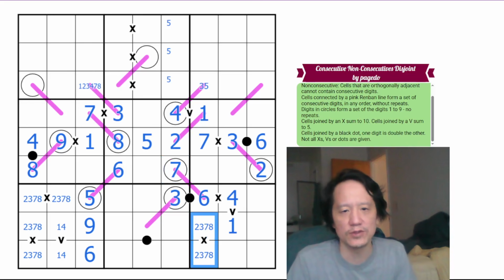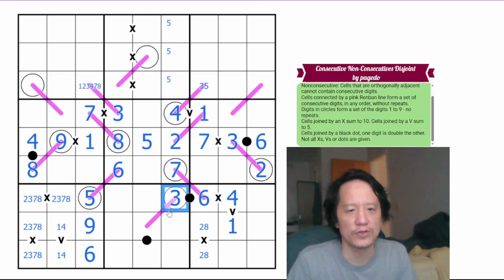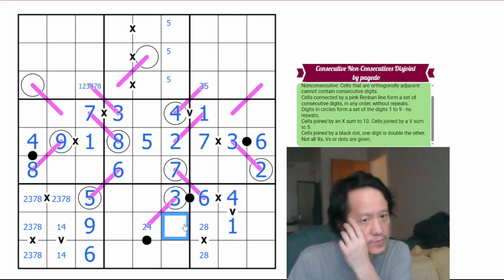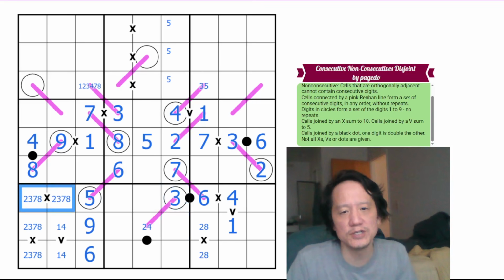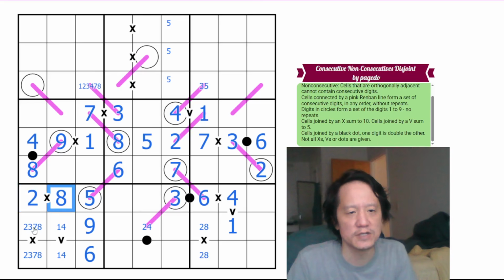This can't be a 3, 7 pair because of the 7 in the column, so this is a 2, 8 pair. 3 is consecutive with 2 or 4, so either of those could be 2 or 4. This 3 eliminates 3, 7 as a pair here, so this must be a 2, 8 pair adding up to 10, and this 8 eliminates 8 here, so this is 2, which makes that 8. This has to be a 3, 7 pair here.